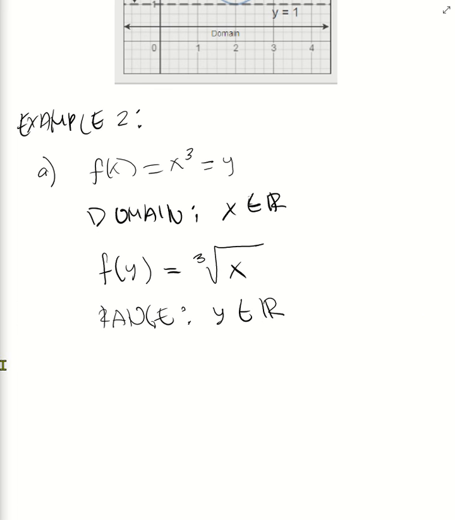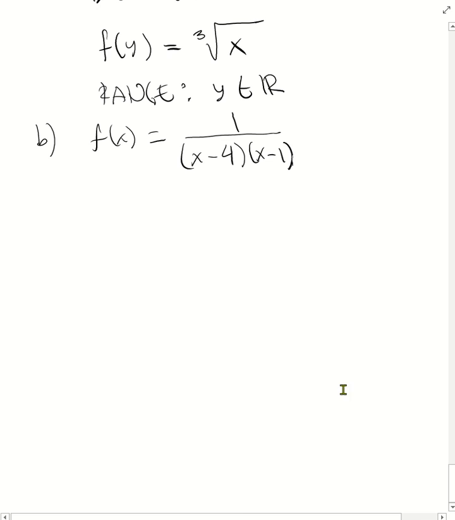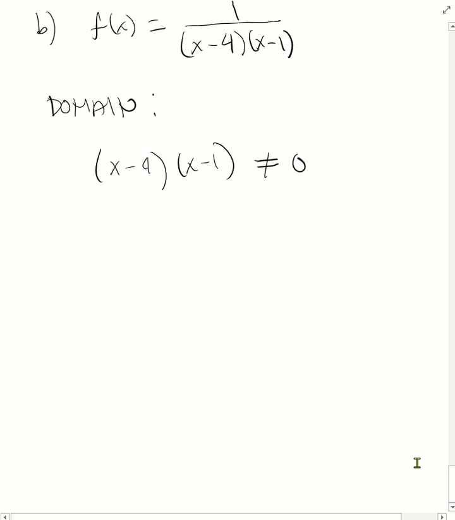Another example, so letter B. If f of x is equal to 1 over x minus 4 times x minus 1. So what's the domain? For the domain, this is a rational function because it has a numerator and denominator. So it can be restricted. So what we do is we take the denominator, which is x minus 4 times x minus 1, and this should not be equal to 0. Otherwise, that's a restriction. It's not part of the domain.